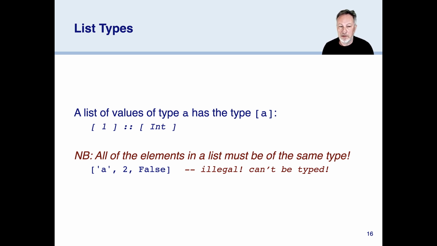Note that the types are homogeneous. So lists must contain values which are all of the same type. I cannot have a list that mixes integers with characters and booleans or anything else. That's not allowed.